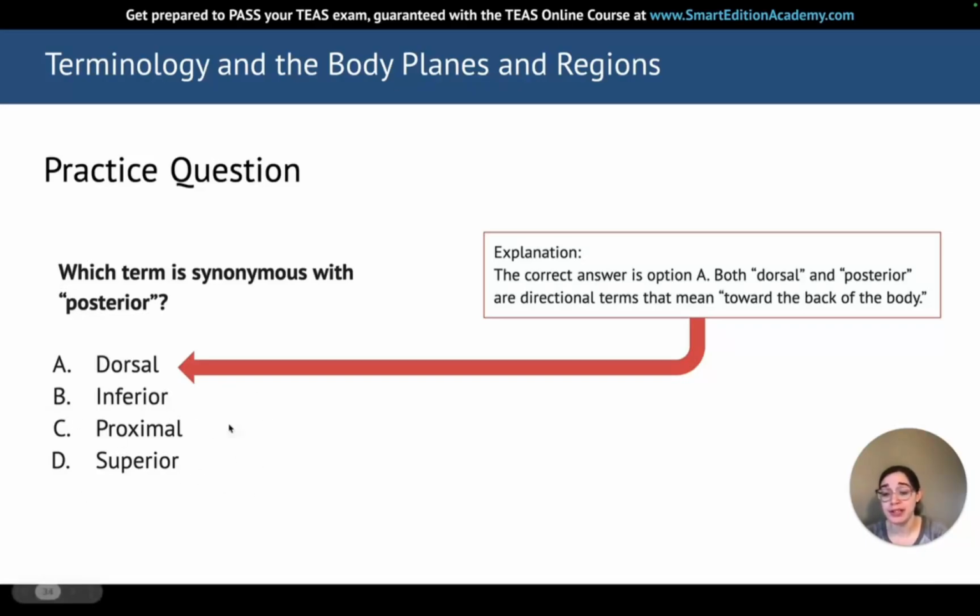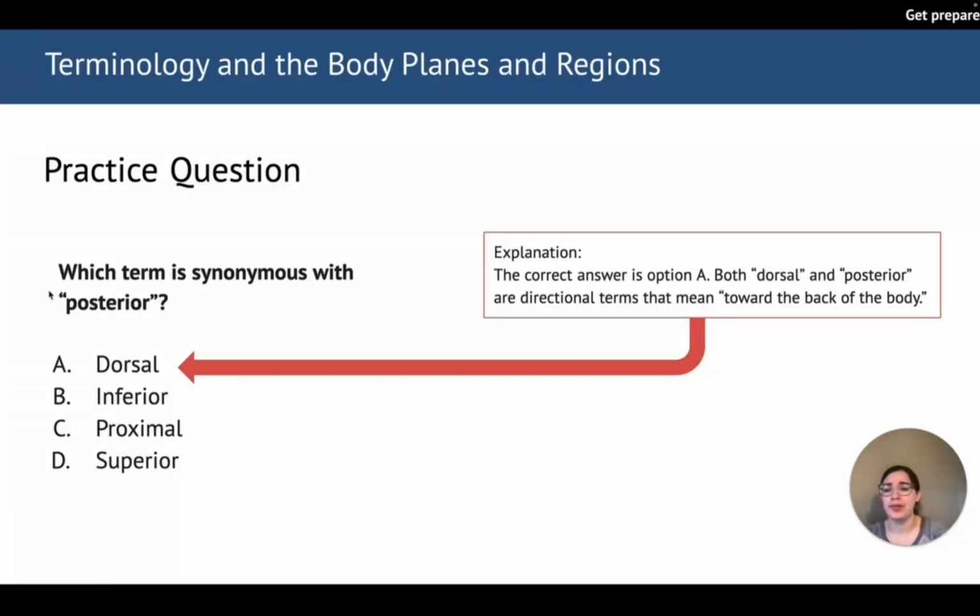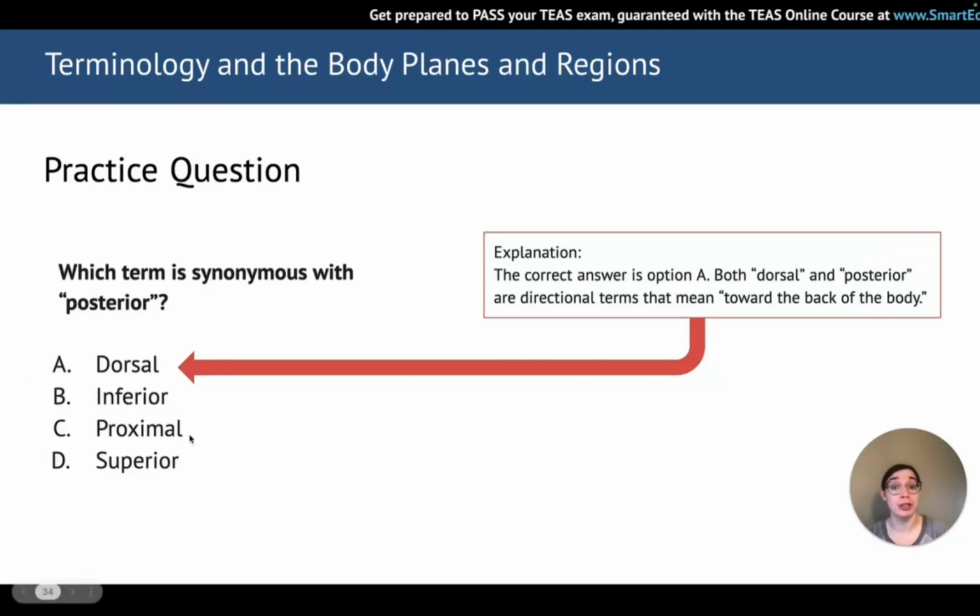And then the word proximal indicates that a structure is nearer to the point of attachment on the body than another structure is. So think of the arm. We could say that our elbow is proximal to our fingertips because the elbow is closer to where the arm as a whole attaches to the rest of the body than are the fingertips. So again, a different definition than the word posterior, clearly not a synonym for that term. So B, C, and D are incorrect, and the correct answer, as we've seen, is option A, the word dorsal.